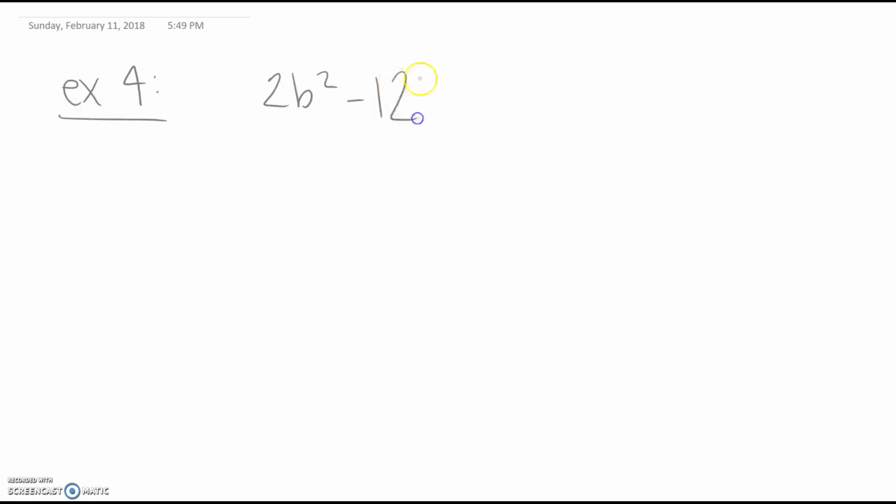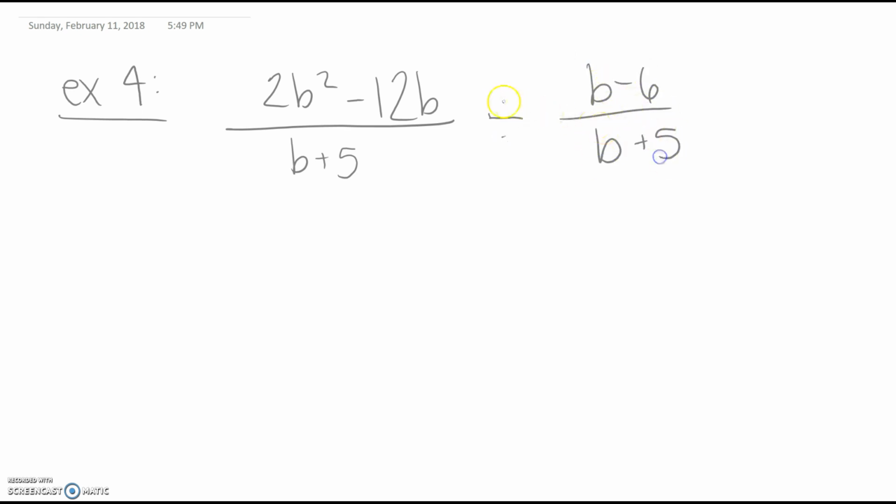Alright, let's do a division problem. So we should be on example 4. 2b squared minus 12b divided by b plus 5, and then that whole rational expression divided by b minus 6 over b plus 5.